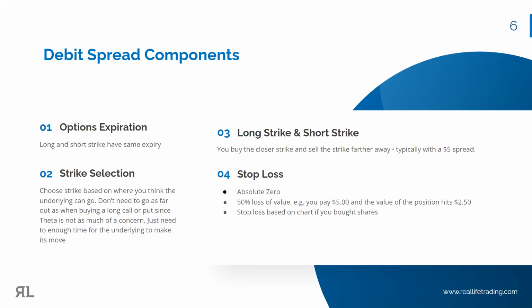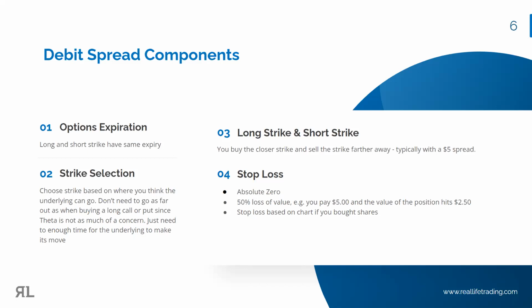And Albert, this is kind of what I was just talking about. With strike selection, you're going to choose a strike based on where you think the underlying can go, and we're going to look at a chart in a little bit. You don't have to go as far out as when you buy a long call or put, because theta is not much of a concern. You just need enough time for the underlying to make its move.